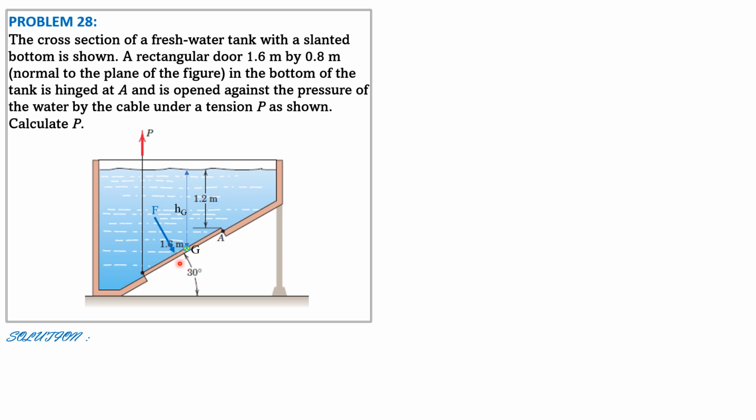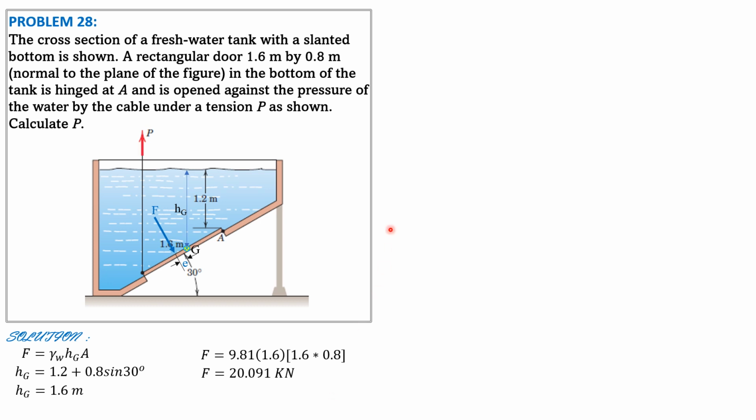So this is F, and it acts at the center of pressure. And the distance is denoted by e from the figure. So F is gamma of water times hg times area of the gate. Area of the gate is 1.6 times perpendicular to the board 0.8. So hg is 1.2 plus 0.8 sine of 30 as mentioned earlier, so it is 1.6 meters. So substitute. F is 9.81 times 1.6. The area is 1.6 times 0.8. So F is equal to 20.091 kilonewtons.